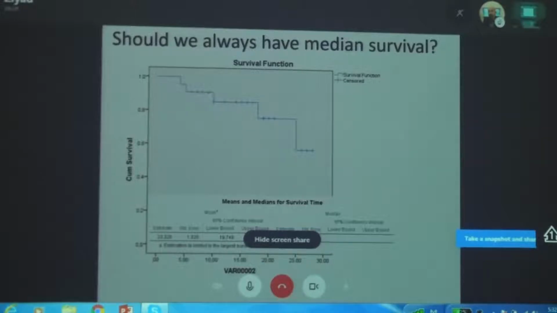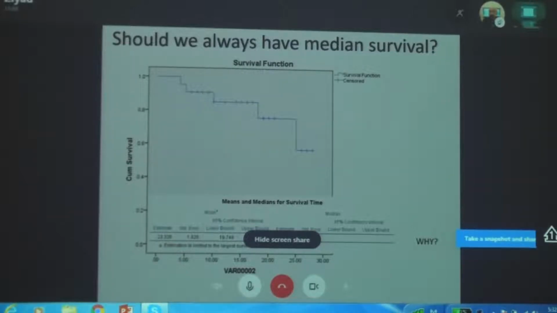Actually, the first time this happened to me was when I was doing an analysis for a database of 1 million women with breast cancer, with their survival times. And these were over 20 years. And I couldn't find the median. And then when I looked at the graph, I understood why. So why do you think we couldn't find the survival time?